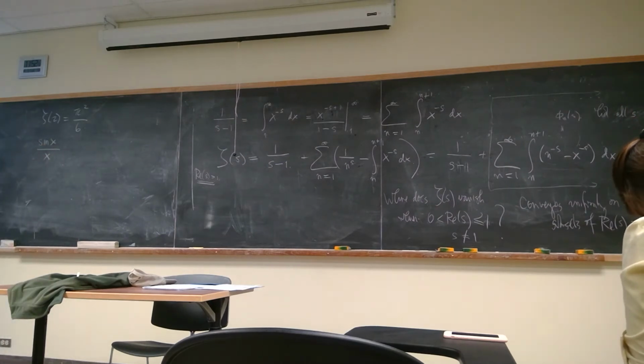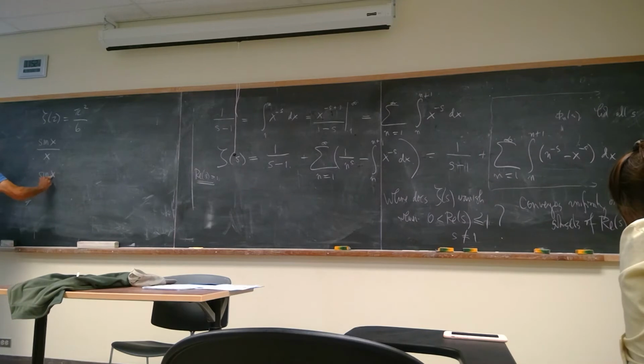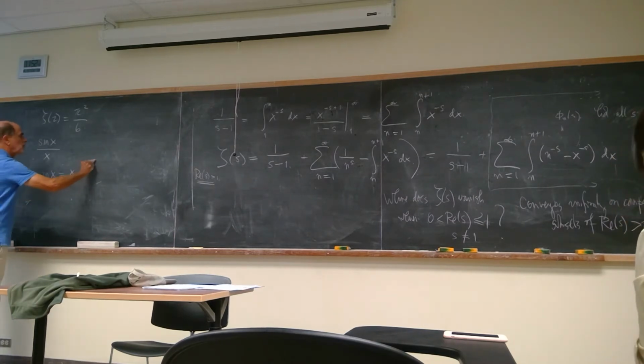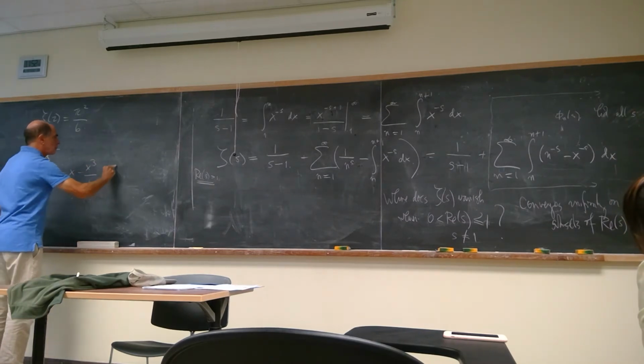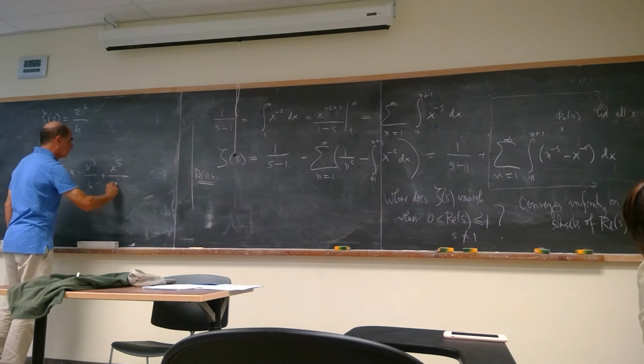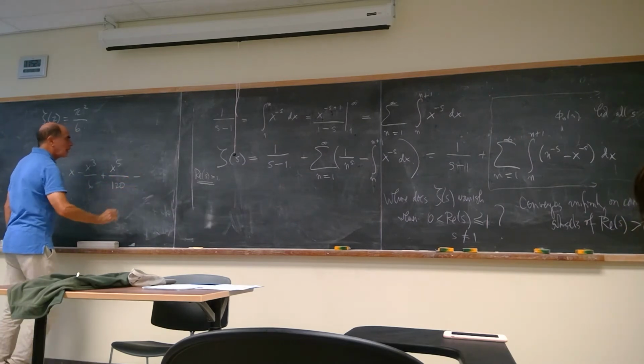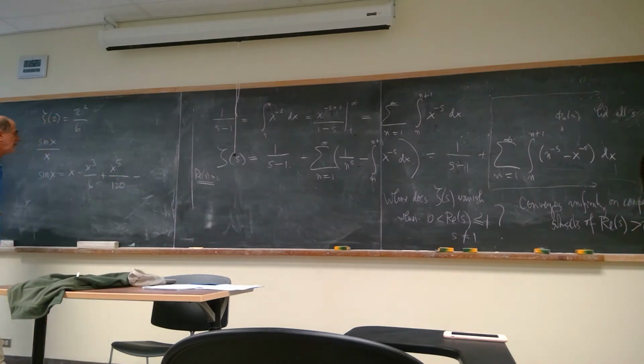So sine x over x is given by a power series, because we know the power series for sine x. In general, you have the odd powers of x divided by the factorials. Does anyone know who discovered the power series for sine x? This is a great mathematical story. Newton? Newton, exactly. Do you know how he found it?